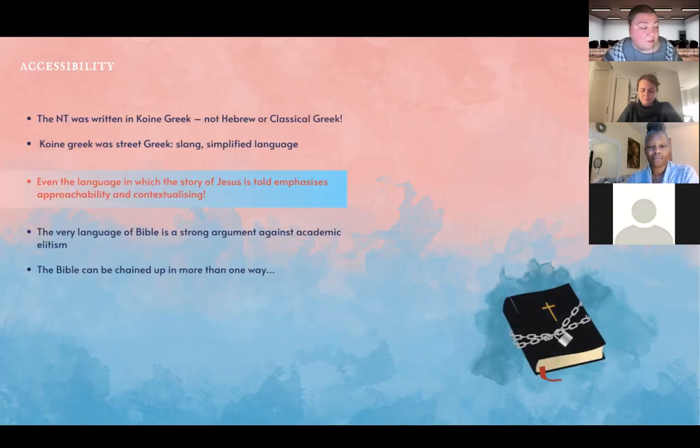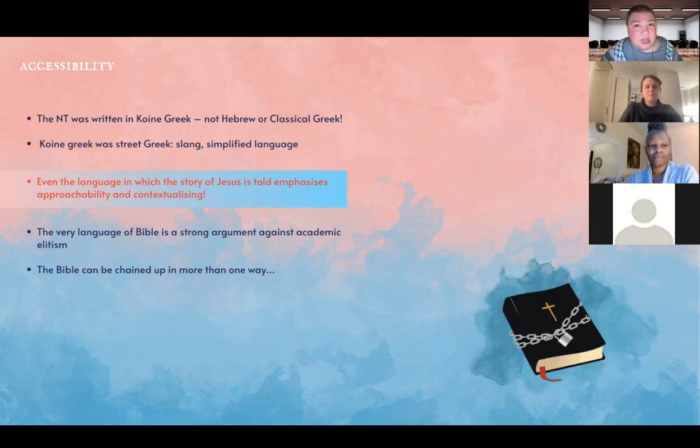If you have doubt that the Bible was meant to be read easily and accessibly, consider for a moment what language the New Testament was written in. Koine Greek, common Greek. Koine Greek was street language. It was a slang version of classical Greek used for trading, a simplified shared language of the region. Even the language in which the story of Jesus is told emphasizes approachability and contextualizing, making it approachable for everyday people. This is a strong argument against academic elitism.